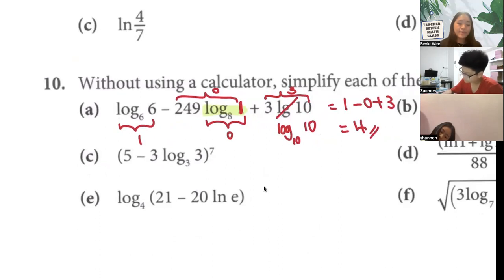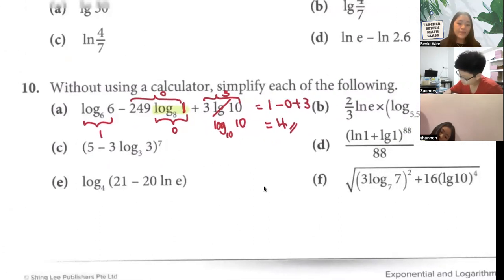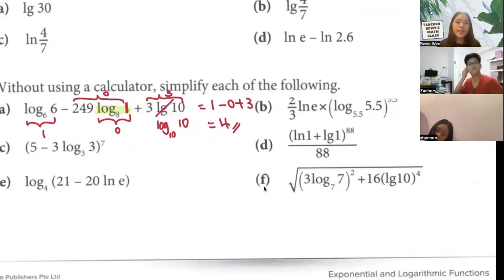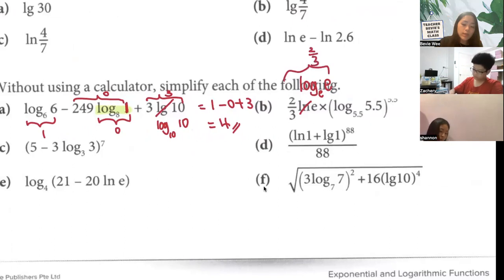Okay? Question 2. Did anyone remember what ln E is or not? If not, I will change this to log base E of E. What does it equal then? 1 or 0? 1, right? Log E is 1. 1 times 2/3, this entire thing is 2/3. Oh, this is a 5.5.